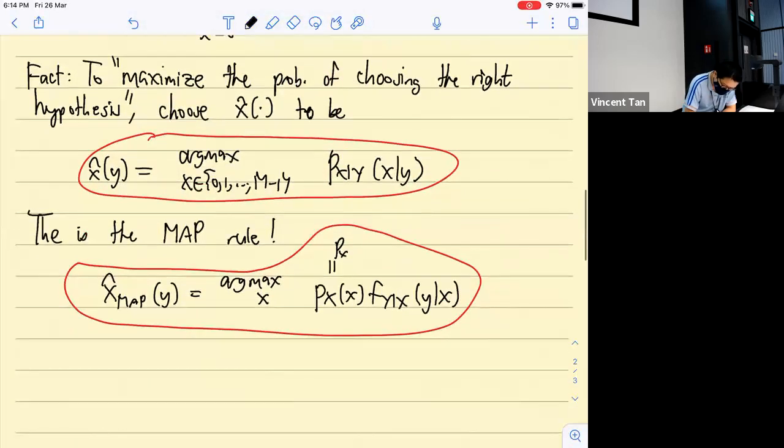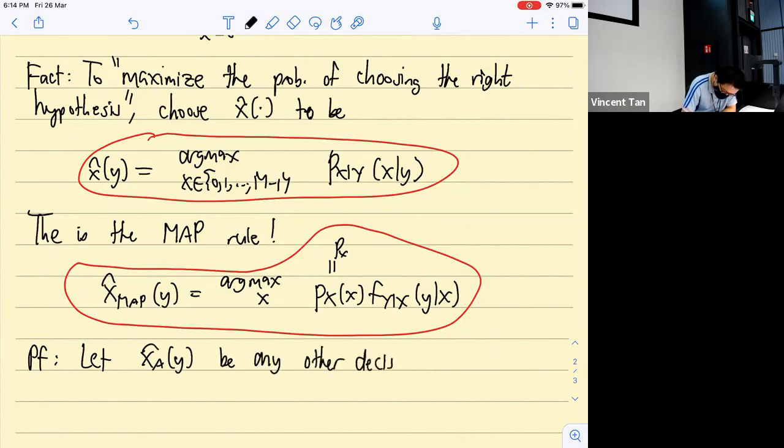Okay. So this is just a small little comment proof. Okay. So we want to show the following. Let x_A(y) be any other decision rule. We want to show that it does not perform better than x_MAP. I'm not saying that it performs strictly worse. Okay, but it cannot perform better. So we must say things the right way. Let it be any other decision rule captured by this A. All right, just some simple index.